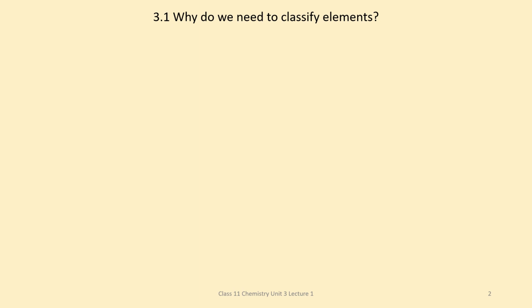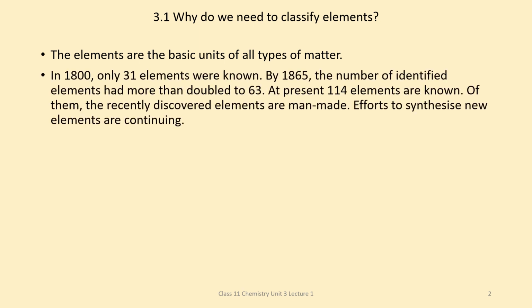First things first, why do we need to classify elements? We know by now that the elements are the basic units of all types of matter. In 1800, only 31 elements were known. By 1865, the number of identified elements had more than doubled to 63. At present, 114 elements are known. Of them, the recently discovered elements are man-made. Efforts to synthesize new elements are continuing.